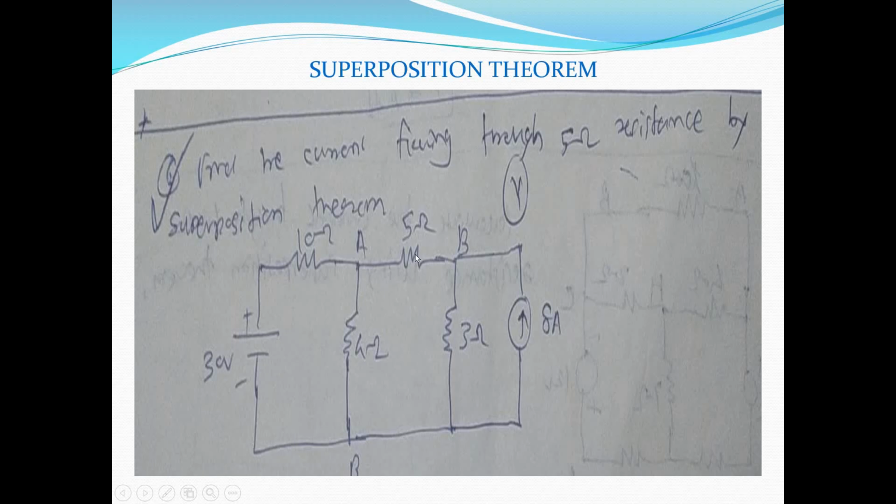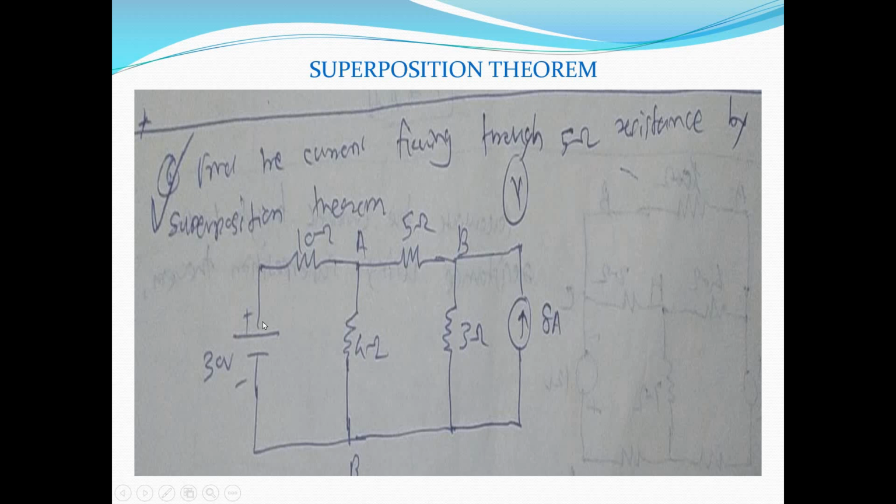Here the question is: find the current flowing through this 5 ohm resistance by the superposition theorem. So what we'll do, we have to calculate the current flowing through the 5 ohm when both the sources are present. As per the superposition theorem, since there are two sources, 2 plus 1, that is 3 steps will be there.